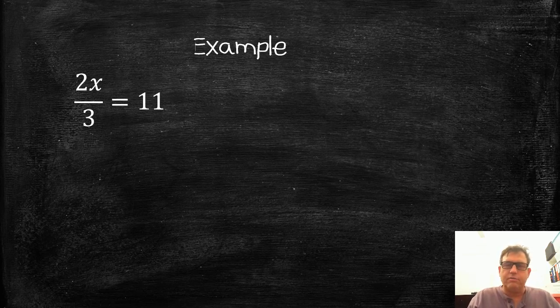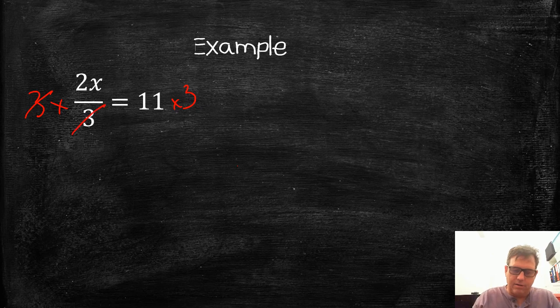Okay, we're going to start solving equations with lots of fractions in them, but bigger, more complicated fractions. So here's our first equation. 2x divided by 3 equals 11. Well, what's the opposite of dividing by 3? Obviously multiplying by 3. So we would multiply both sides by 3.